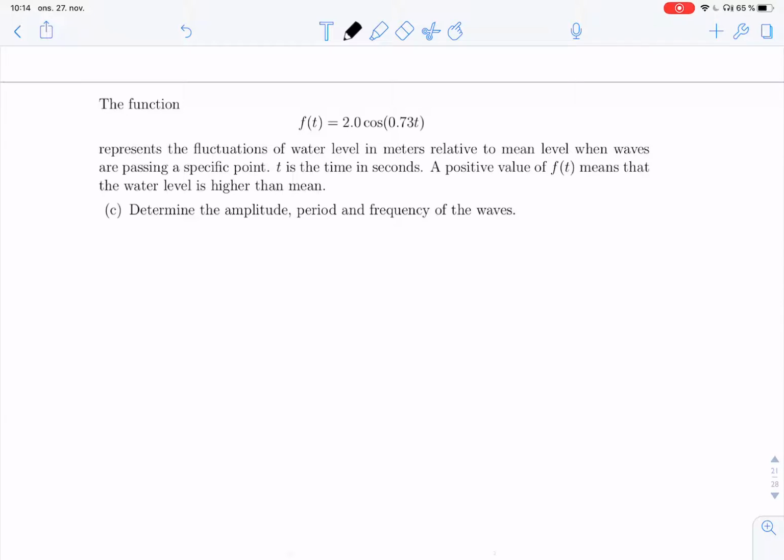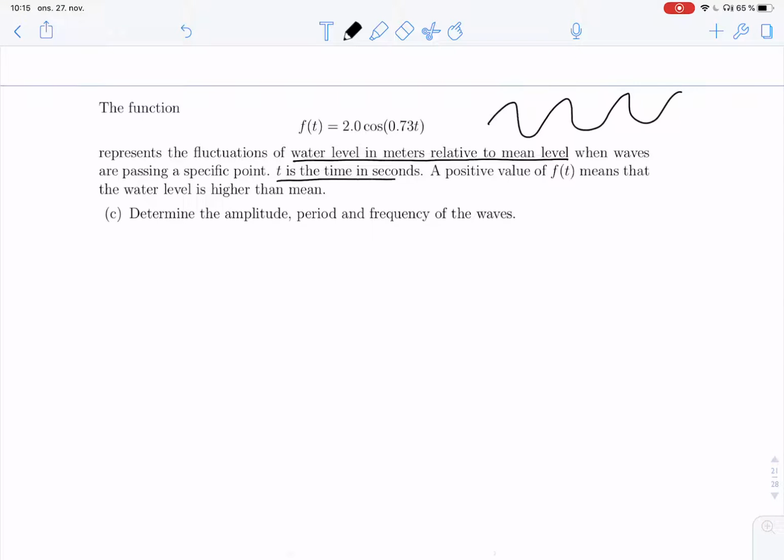But let's move on to C. Here we're given a trigonometric function describing the water level in meters relative to mean level. So the waves would go up and down. Because t is then the time in seconds. A positive value means that we're above the mean value, and a negative, of course, lower.